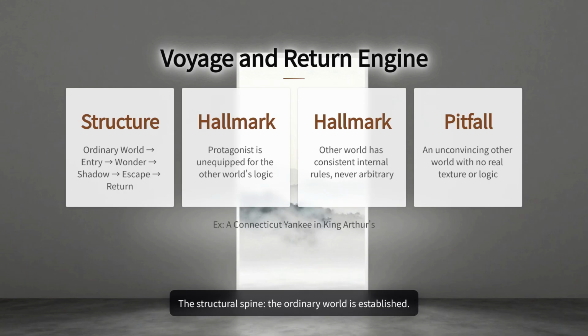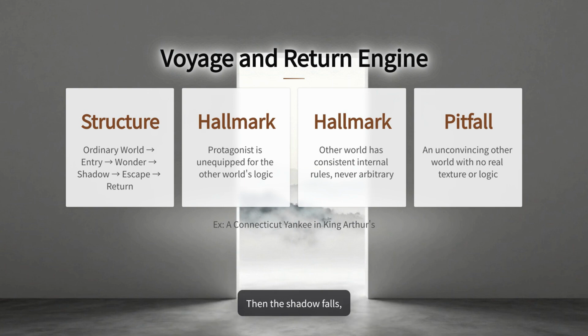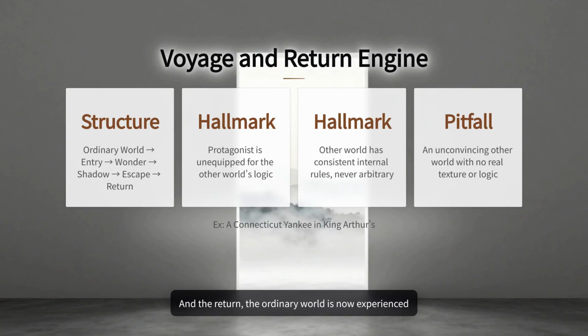The structural spine: the ordinary world is established. The protagonist enters the other world, voluntarily or involuntarily. Initial wonder and disorientation follow, as the other world reveals its strangeness. Then the shadow falls. The other world shows its threat or its cost. The protagonist finds a way out or a way through. And the return, the ordinary world, is now experienced differently because of what they have seen.